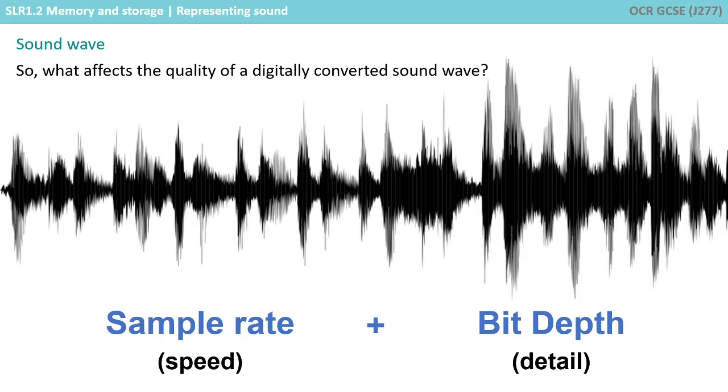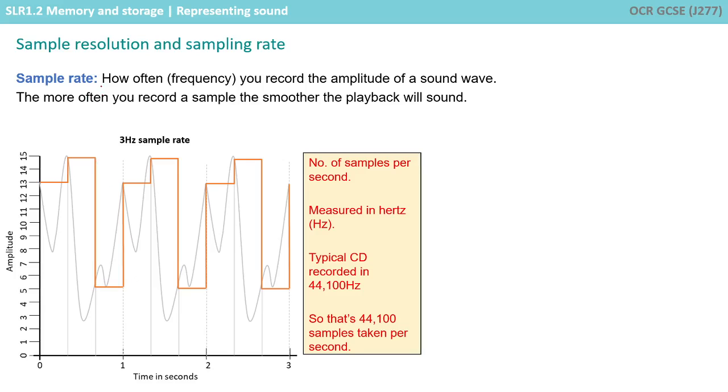So, as we've just seen, how often we sample our sound wave has an impact on the quality. The sampling rate is basically how often we sample the sound. We could sample once every second, or once every half a second, or once every eighth of a second, and so on and so on. This is what's called the sample rate, sometimes called the frequency. So the sample rate is how often you record the amplitude of the sound wave. The more often you record the sample, the smoother the playback will sound.